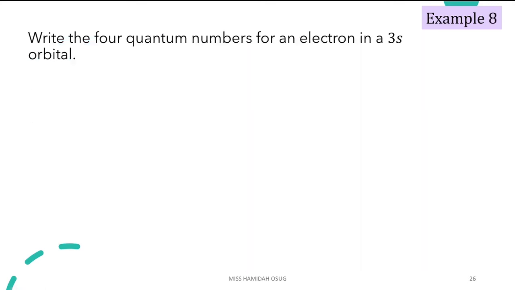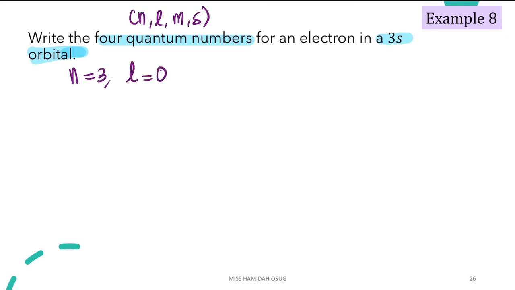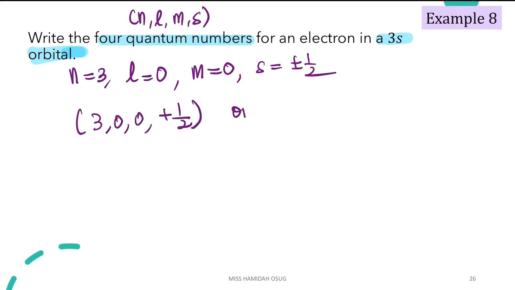Okay, and the last example, example 8, you were asked to write the 4 quantum numbers for an electron in a 3s orbital. So, meaning to say, you are asked to write the n, L, m, s, that is 4 quantum numbers. So, orbital 3s, meaning to say, the n is equal to 3, the L will be 0, and then the value of m should be 0, and the value of s should be positive half or negative half. So the first quantum number is 3, 0, 0, positive half, and the second quantum number should be 3, 0, 0, negative half.